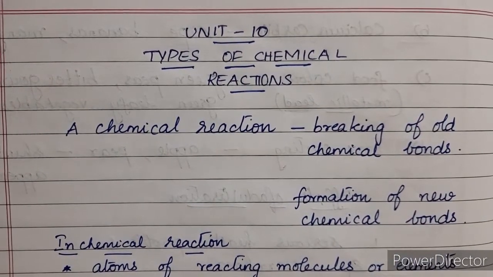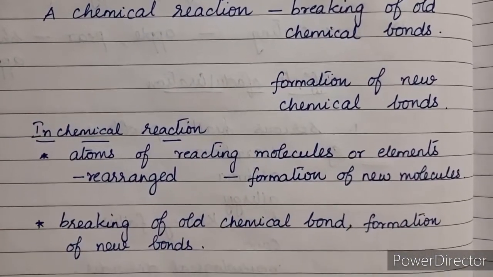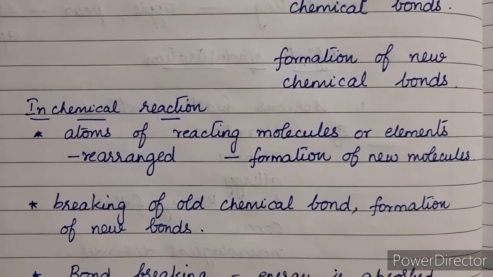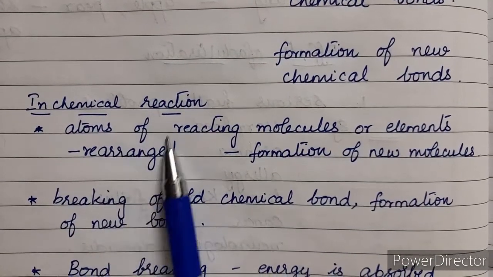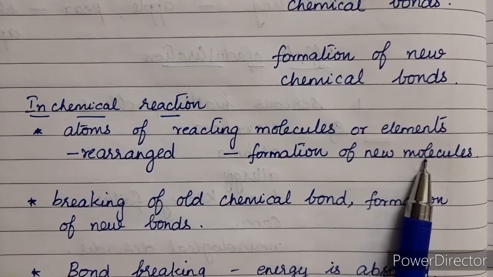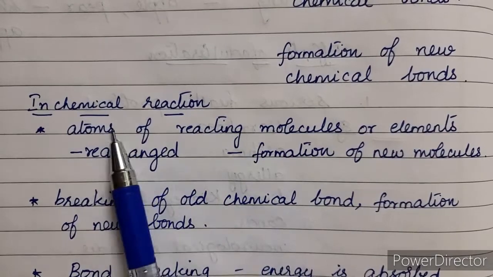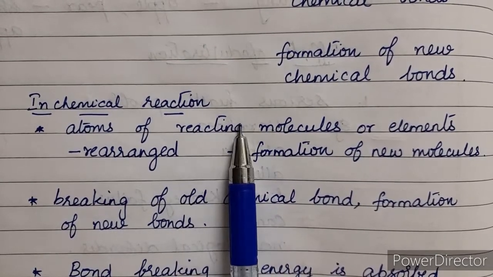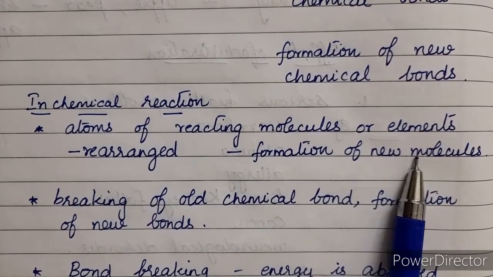So, what happens in a chemical reaction actually? In a chemical reaction, the atoms of the reacting molecules or the elements get rearranged. Why are they rearranged? Because the formation of the new molecule or compound takes place, isn't it? So this is the first step, that is the atoms of the reacting molecules or the elements get rearranged so that a new molecule or compound is formed.